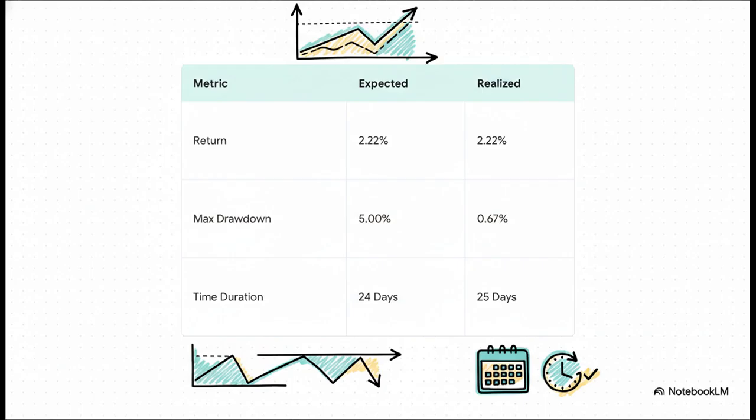Now, how about the risk? The maximum drawdown was just 0.67%, way below the 5% limit from the plan. And finally, the time. It took 25 days, which is just 1 day more than the 24 days projected at the beginning. Pretty darn close.